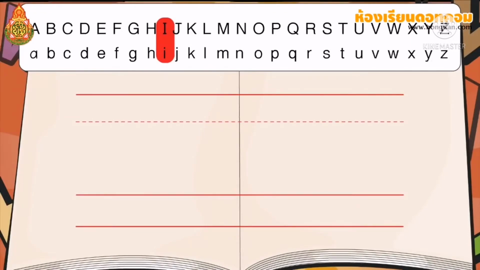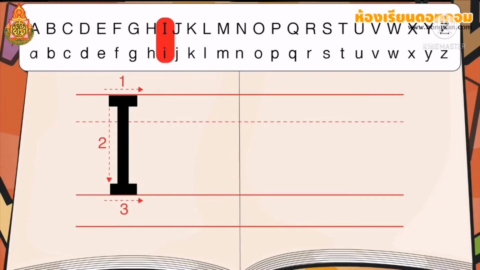Start with 1, 2, and 3. And small letter I. Start with 1 and 2.